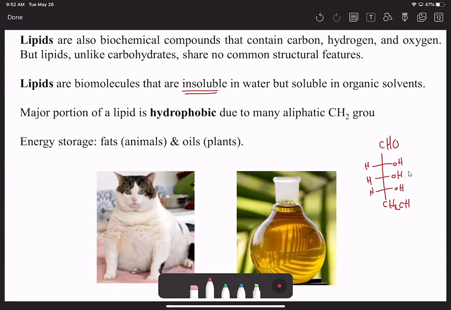Lipids are a lot larger and they contain a lot less oxygen. The majority of lipids are structured from carbon and hydrogen, with a little bit of oxygen. Because they're insoluble in water, most, not all, of the lipid is what we're going to consider hydrophobic because of this carbon-hydrogen bond. We've talked about this bond before back in general chemistry.